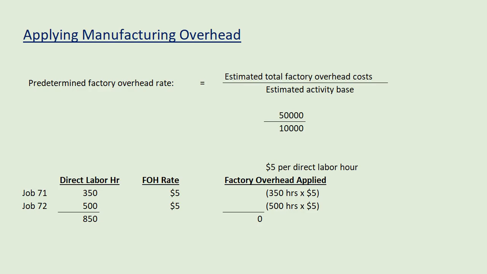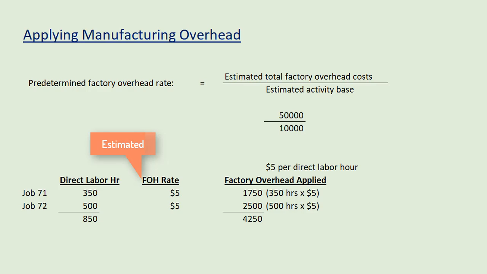350 hours, we get 1,750. And $5 times 500 is 2,500. A total factory overhead that is applied is 4,250. This rate, the factory overhead rate of $5, is an estimated rate.